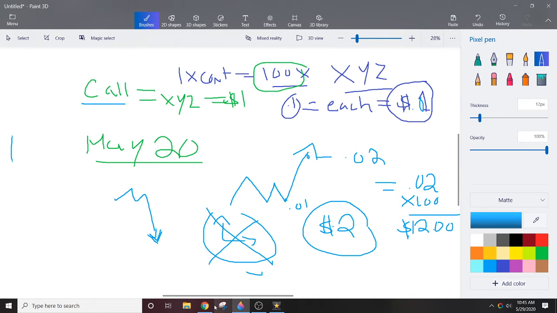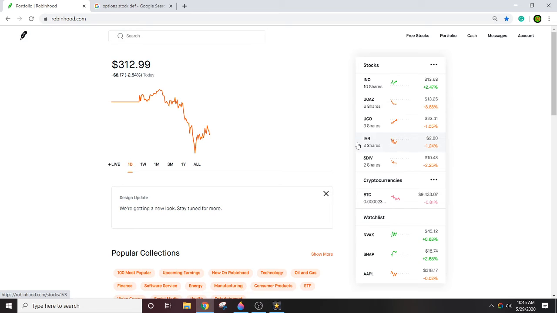So if we go here on the Robinhood app, right, you click the stock you want to buy.